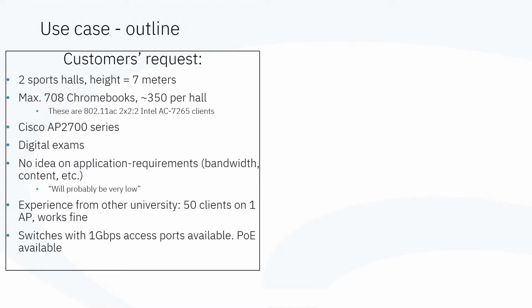And I was like, no, 2 sport halls, 7 meters high. That's cool. We got to deal with over 700 Chromebooks divided over those 2 halls, which is roughly 350 devices per sports hall. The standard access point used there was the Cisco AP2700, and we naturally started using external antennas, but I'll get to that a bit later. And the prime purpose and the only purpose for this was digital exams.